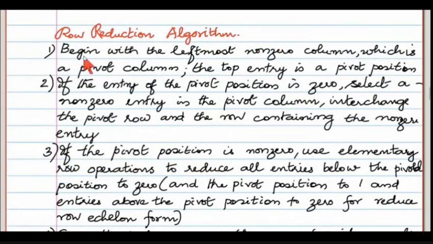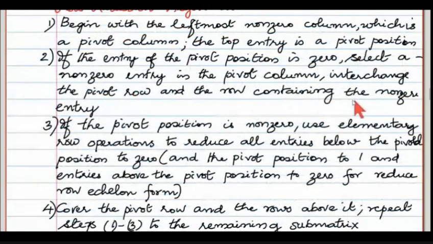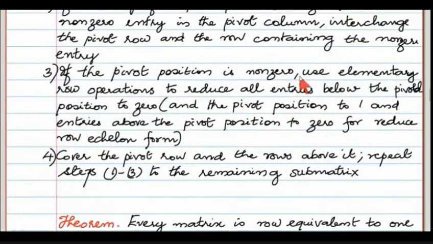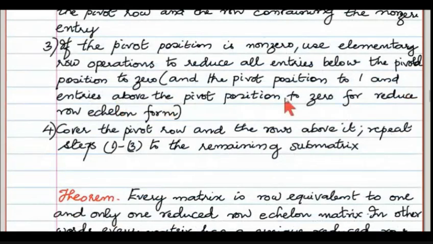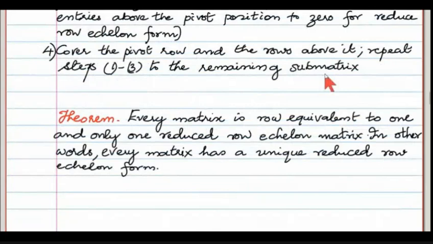Row reduction algorithm. Begin with the leftmost non-zero column, which is a pivot column. The top entry is a pivot position. If the entry in the pivot position is 0, select a non-zero entry in the pivot column and interchange the pivot row and the row containing the non-zero entry. If the pivot position is non-zero, use elementary row operations to reduce all entries below the pivot position to 0, the pivot position to 1, and, for reduced row echelon form, the entries above the pivot position to 0. Cover the pivot row and the rows above it, and repeat steps 1 to 3 on the remaining submatrix.